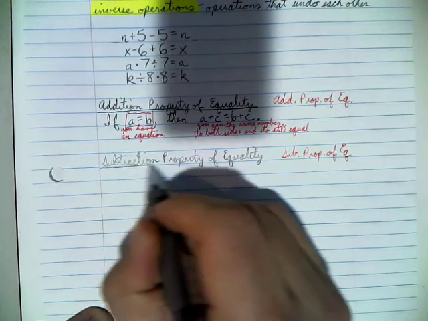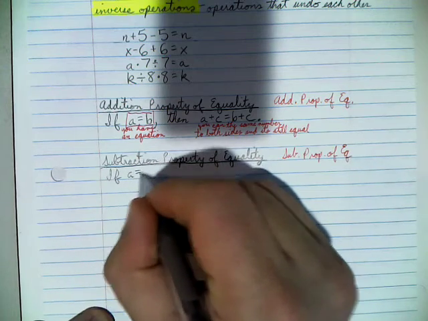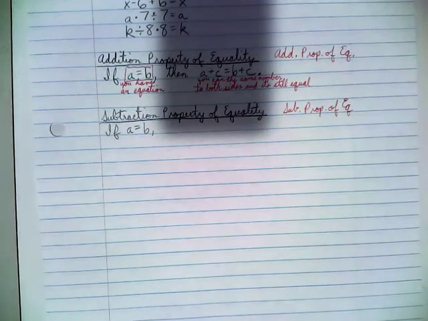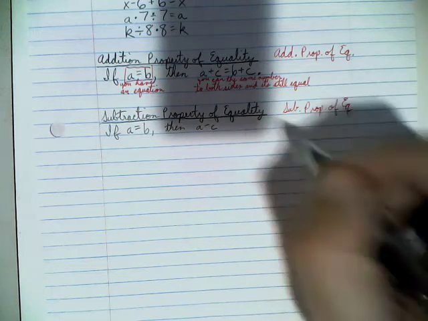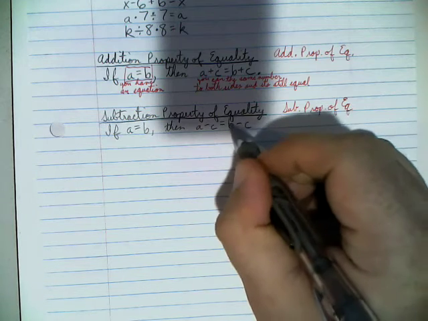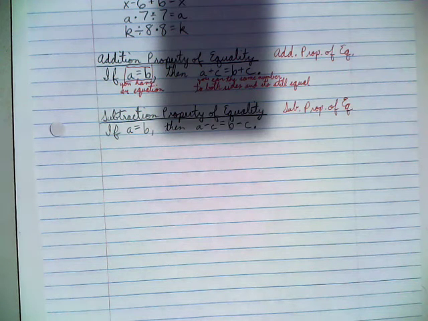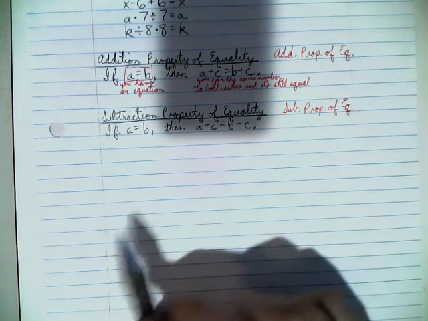And so the subtraction property of equality is very similar to the addition property. If A equals B, again, based on what we just talked about, you should be thinking that if you have an equation, then A minus C, so the left side minus a number, equals B minus C, the right side minus the same number. And so what we see here is basically the same thing as the addition property, it's just that we're subtracting this time.